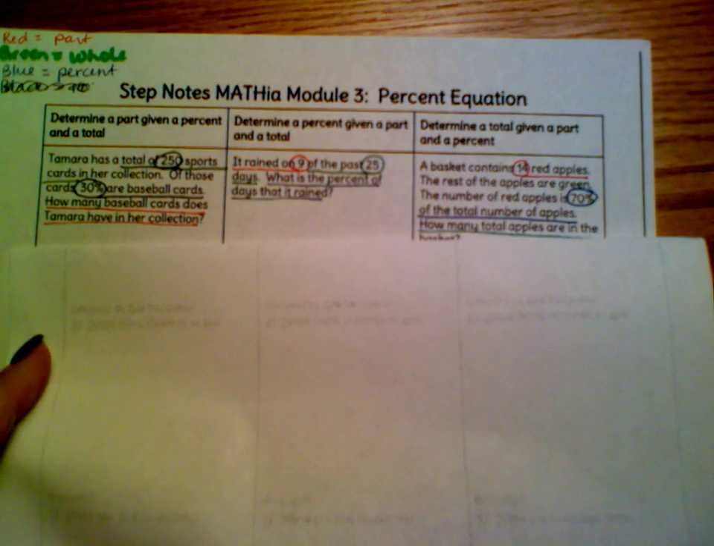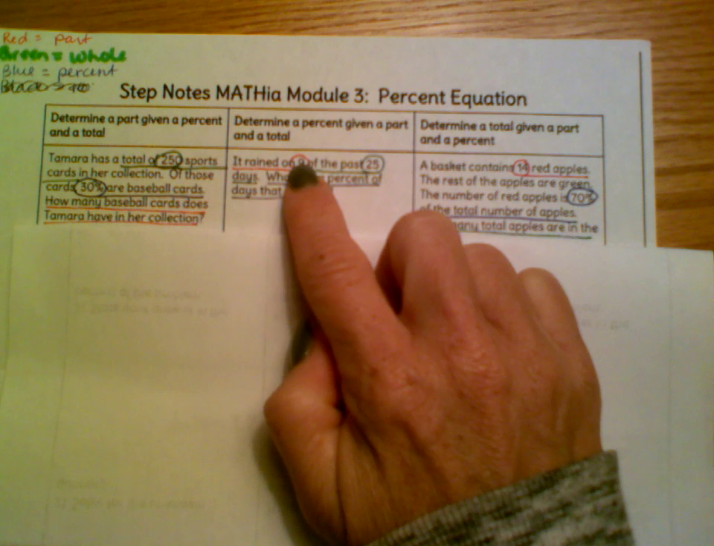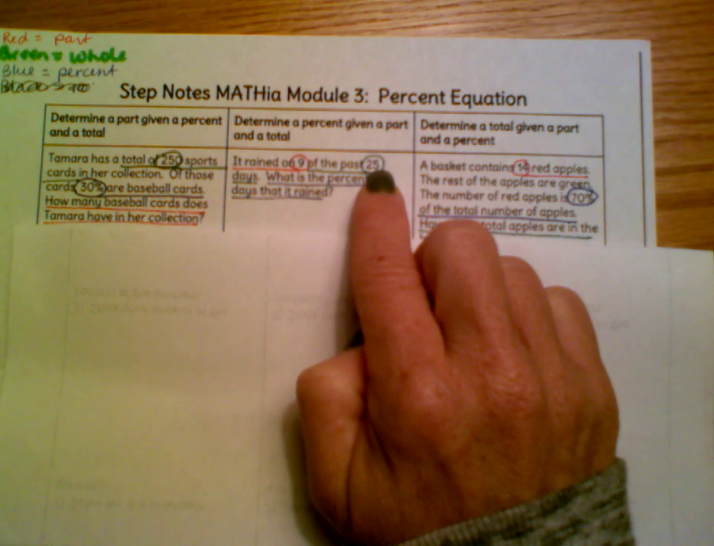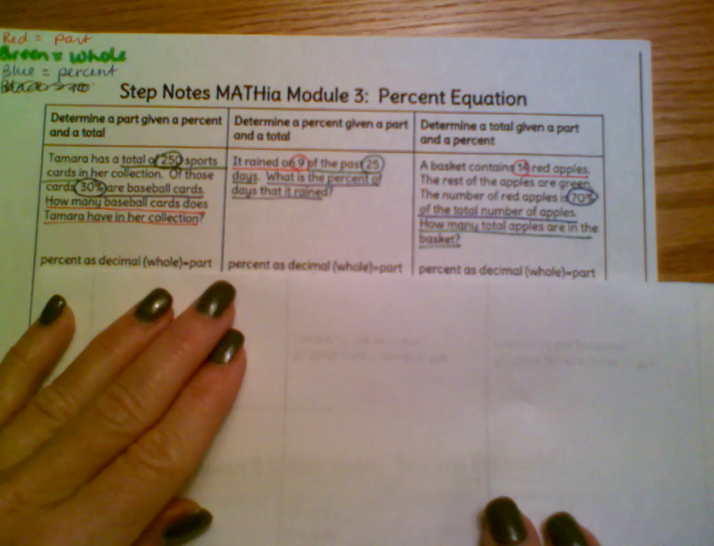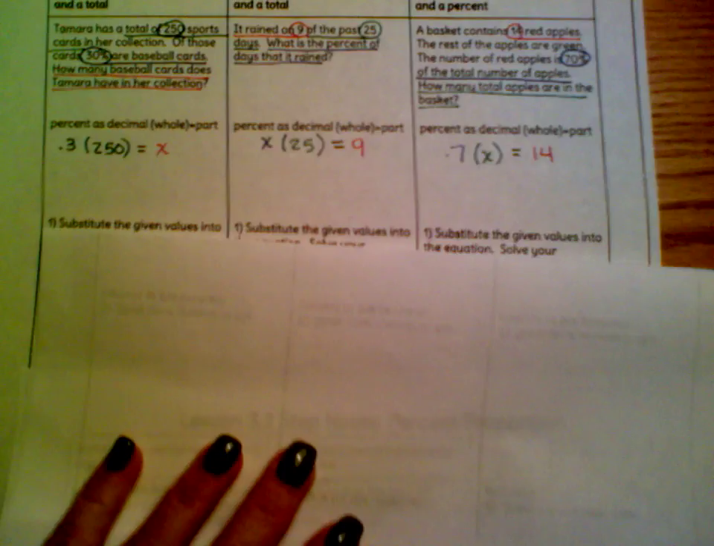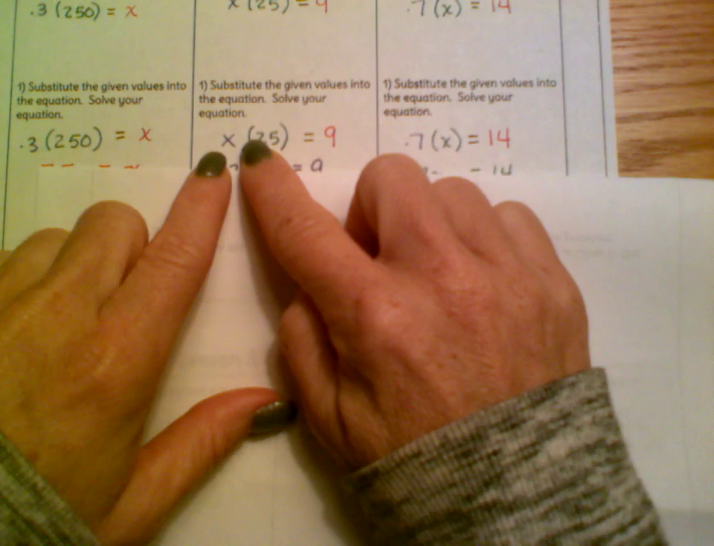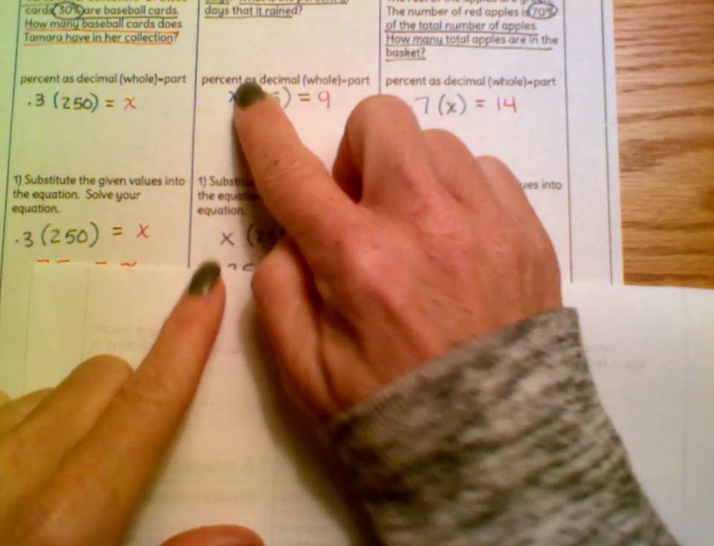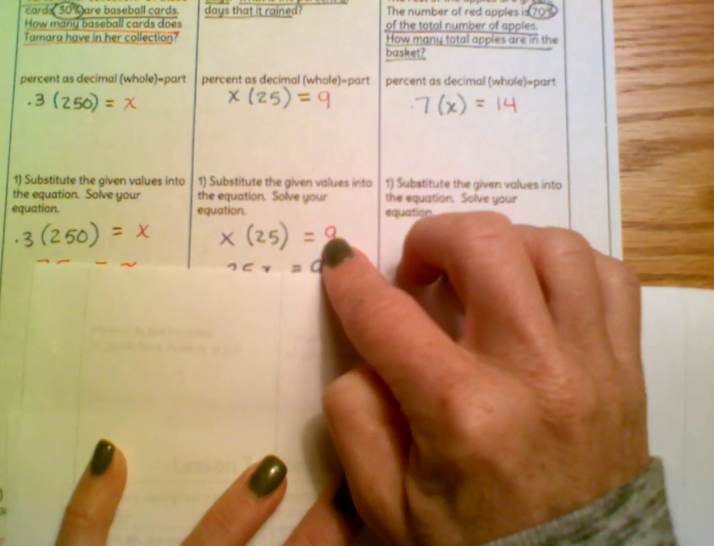So when we look at this second problem, this one is asking us to determine a percent. So it rained 9 out of the past 25 days. Remember, 9 would be the part, 25 would be the whole. What is the percent? We're trying to find the percent. So again, I'm using percent as a decimal times the whole equals the part. I'm going to substitute the given values into the equation. I don't know the percent, so that's going to be my x. Whole is 25, and the part is 9.